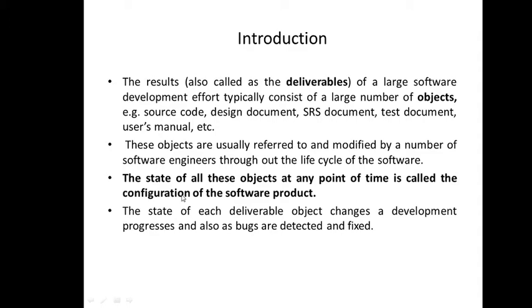Now we know that it keeps on changing. We have to make frequent changes in the software as well as the documents. So whenever you make a change, its configuration is going to change. So we are required to manage all these changes. This process is known as software configuration management. So simply it is a change in the deliverables which has to be carried out in a controlled manner so that the entire history of the changes can be maintained and there is no error. The state of each deliverable object changes as development progresses, and also as bugs are detected and fixed. That means we need to go for changes now and then due to some reason or other.